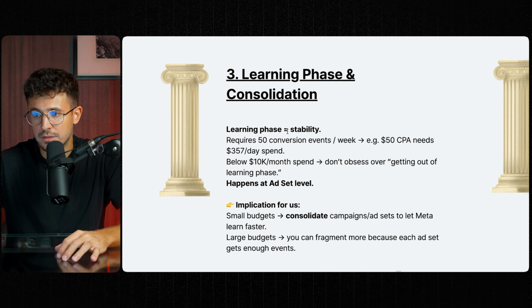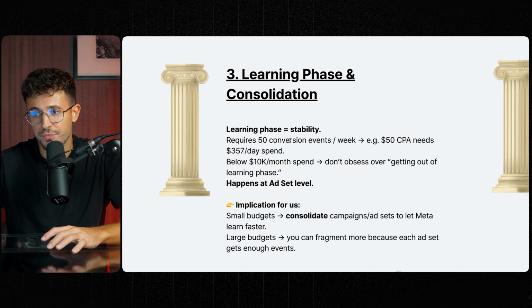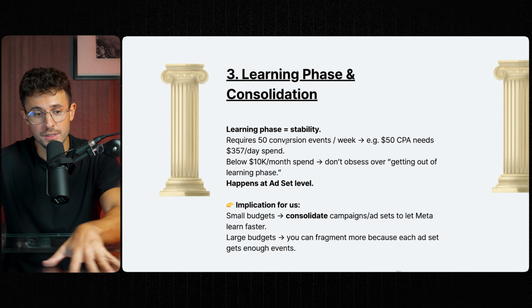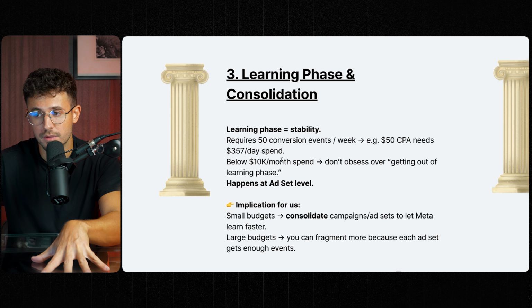The third pillar is all about learning phase and stability. You need to have stability inside the account to keep a stable ROAS, not just a high ROAS for 1-2 days and then it goes down. Stability is given by learning phase, by number of creatives. Now, learning phase requires 50 events per week.